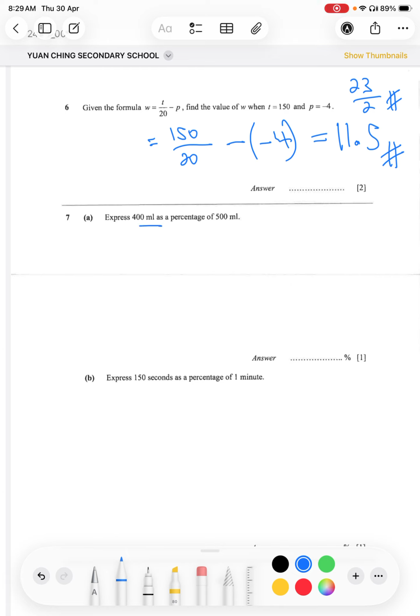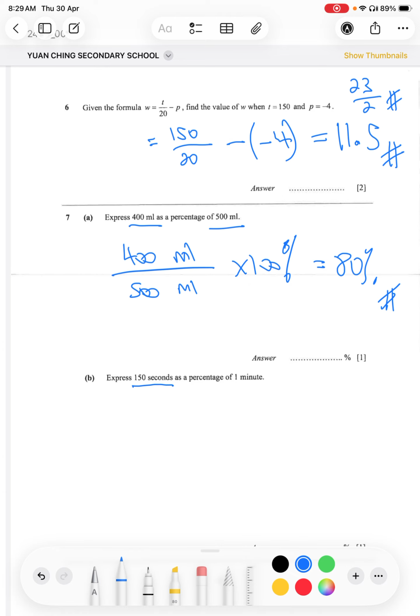7-8. Express 400 ml as a percentage of 500 ml. 400 ml over 500 ml, and times 100%, change to percentage. Okay, you get 80%. That's your answer.